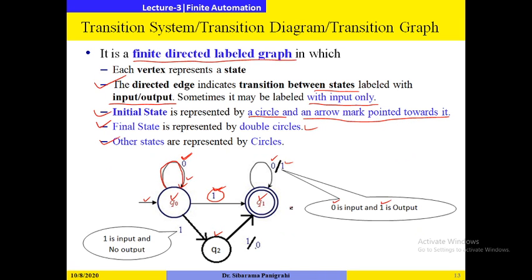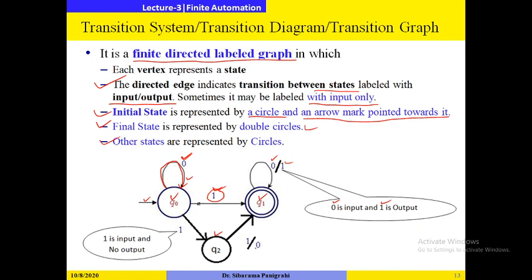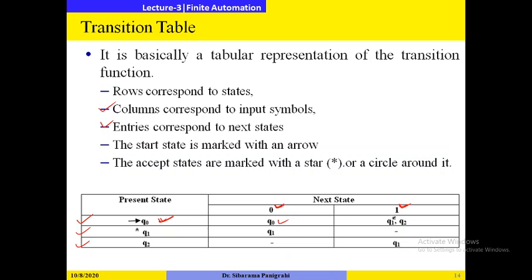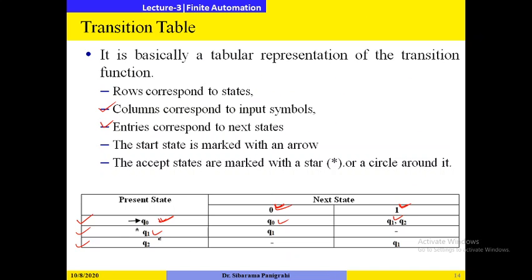Next, Q0 by taking 1 as input, what is the next state? Either it may go to Q1 or it may go to Q2, so here I have written Q1, Q2. Next, Q1 by taking 0 as input, what is the next state? The next state is Q1.